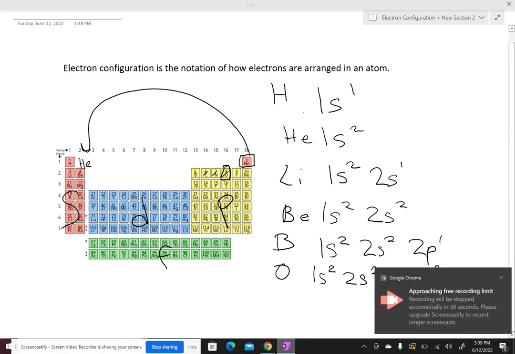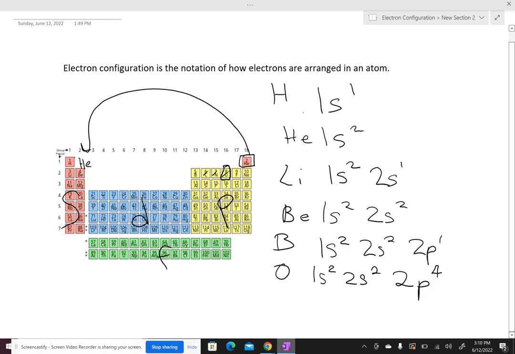Okay, let's do neon next. Neon is right here. Complete up, bring down all the previously completed subshells: 1s2, 2s2, 2p, and this is going to be 6.